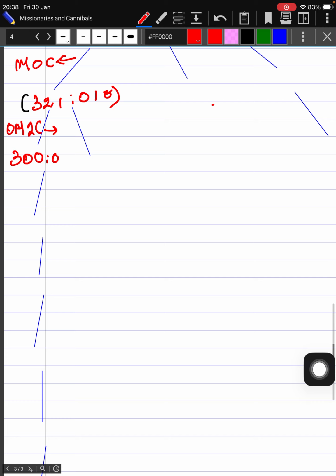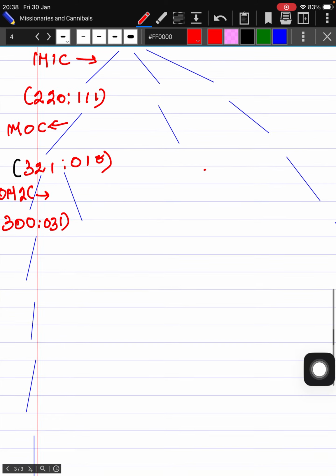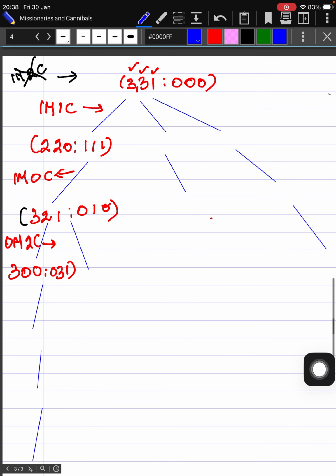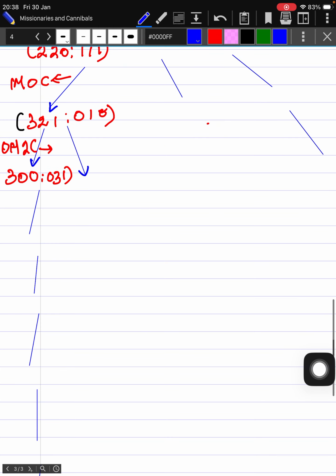Already there is a 1 here. 1 plus 2 is 3. So 0, 3, 1. Okay. I should put arrows everywhere. Yeah, that will be easier. Now, I'll take the next condition along with this.